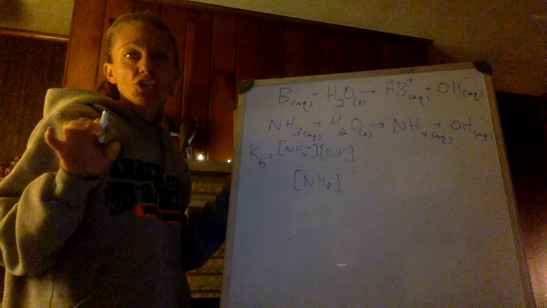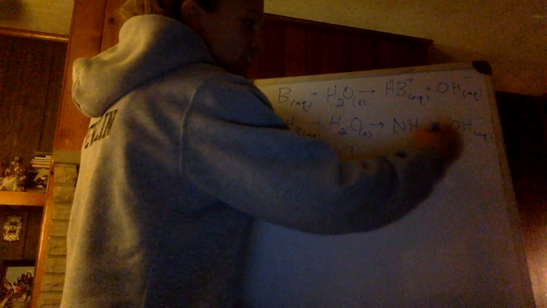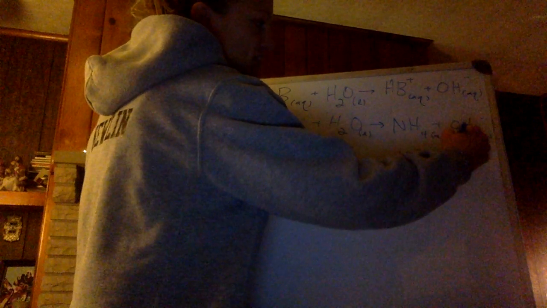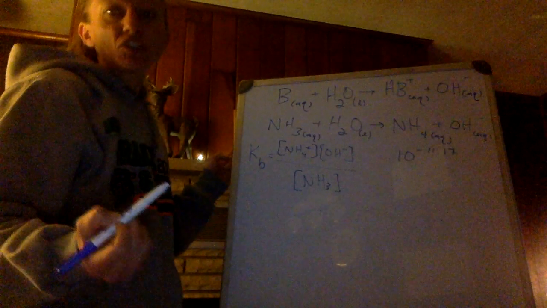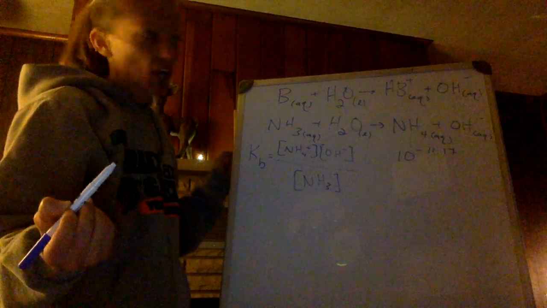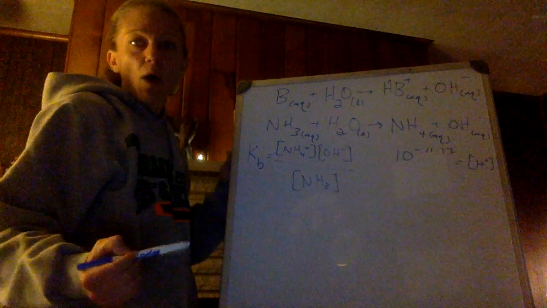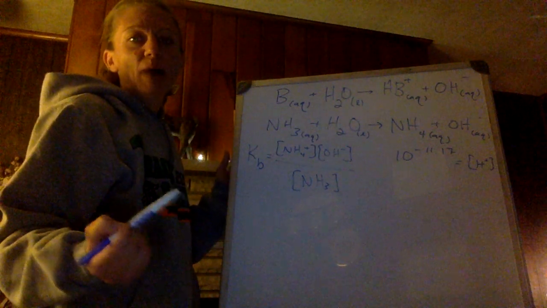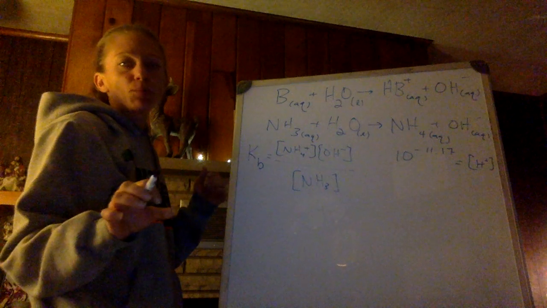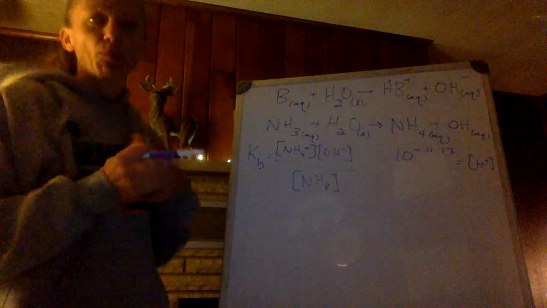My pH is 11.17, so if I do 10 to the negative 11.17, I'm going to be able to get a concentration of hydrogen that way. And I'm going to be able to work backward from there. In the example, I did it a little differently, but they'll both get you the same answer.